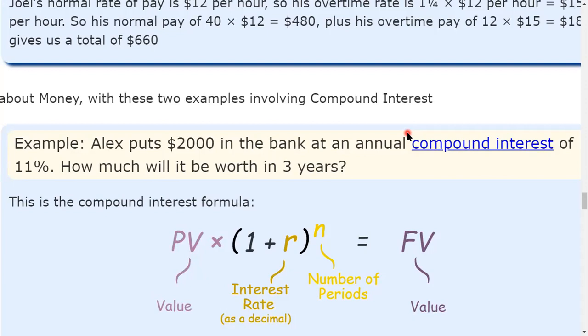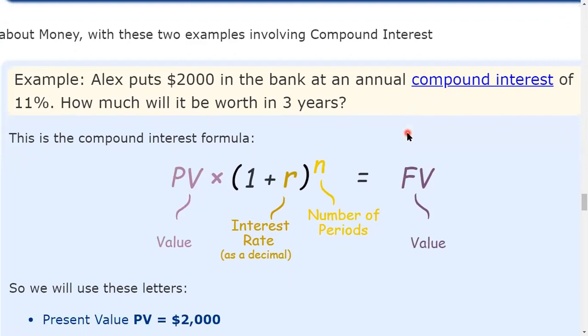So we are looking for the total. How much will it be worth in 3 years? What will be the interest, and what will be added to this amount of $2,000? So this is the compound interest formula. If you can recall it, this is PV, the principal value, multiplied by (1 plus r), where r is the interest rate as a decimal, and this whole thing is raised to the power n, the number of periods, the number of years. And this is the final value.